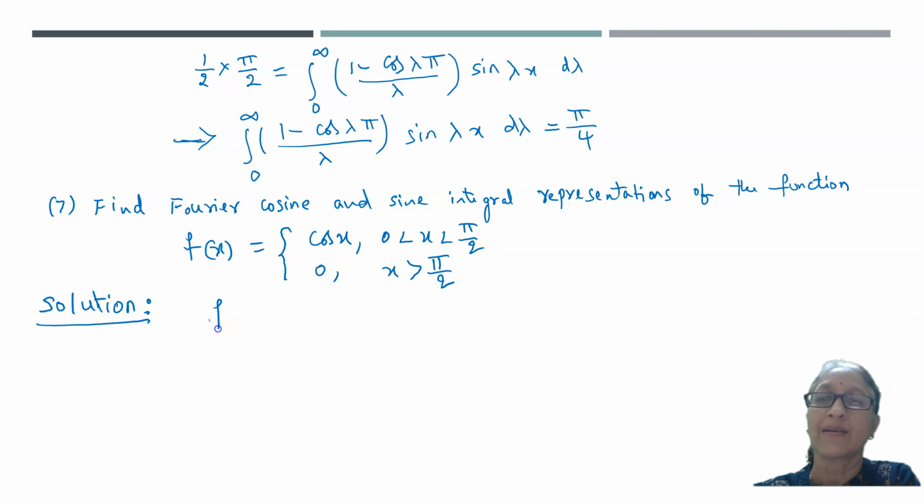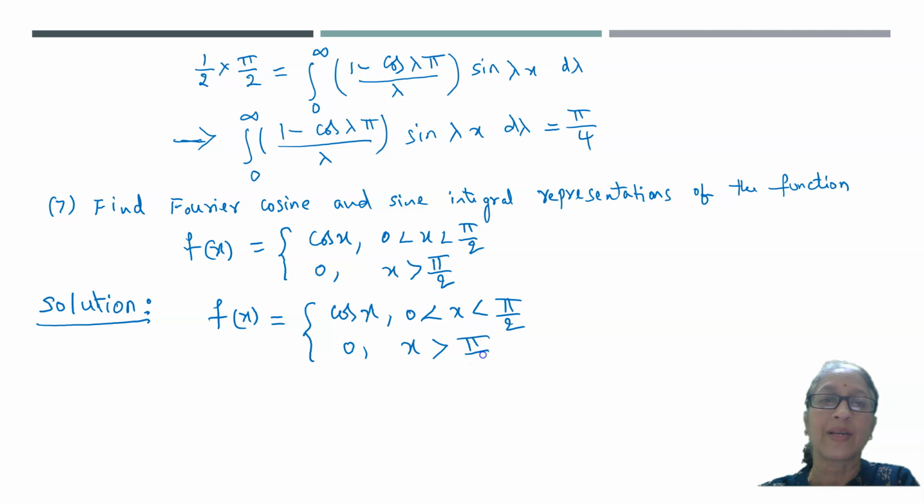So here the given function is f(x) equals cos x in the interval 0 < x < π/2, and 0 when x is greater than π/2. So first find the cosine integral. We have to find both the integrals, cosine and sine integrals, so first let us find the cosine integral.